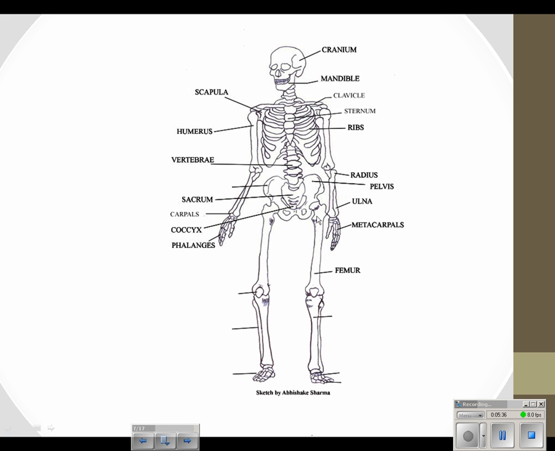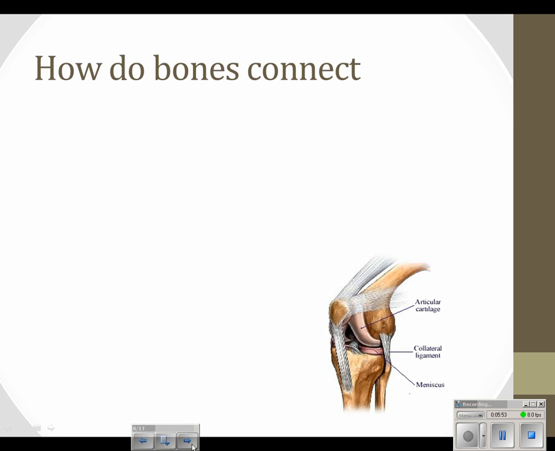When we go to the leg, we have the long bone here, which is the femur. The patella is the kneecap. The tibia, your shin bone. The fibula is the bone behind the tibia. Then you have the tarsals in the ankle, the metatarsals in the foot, and the phalanges are the bones in the toes. So how do these bones connect?